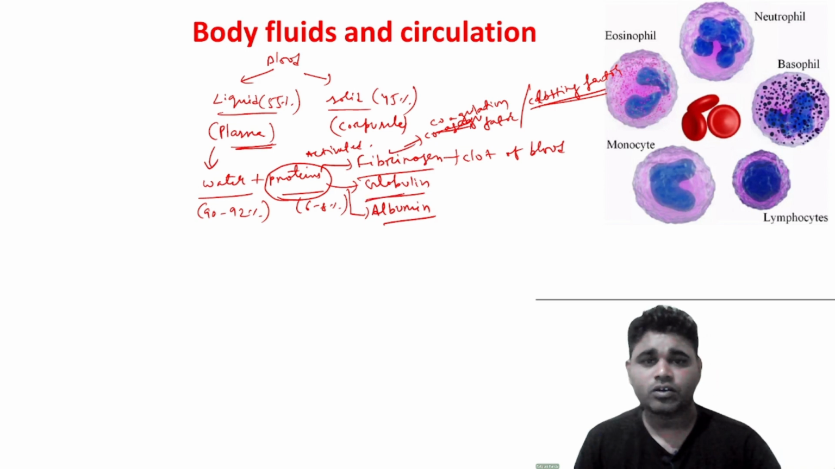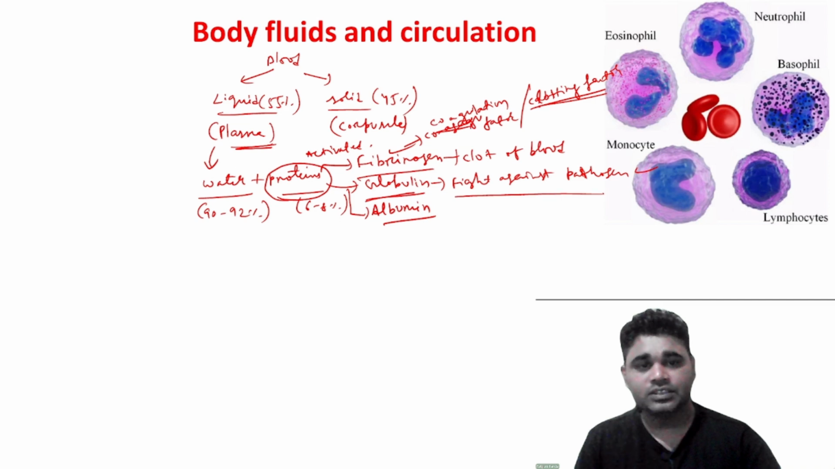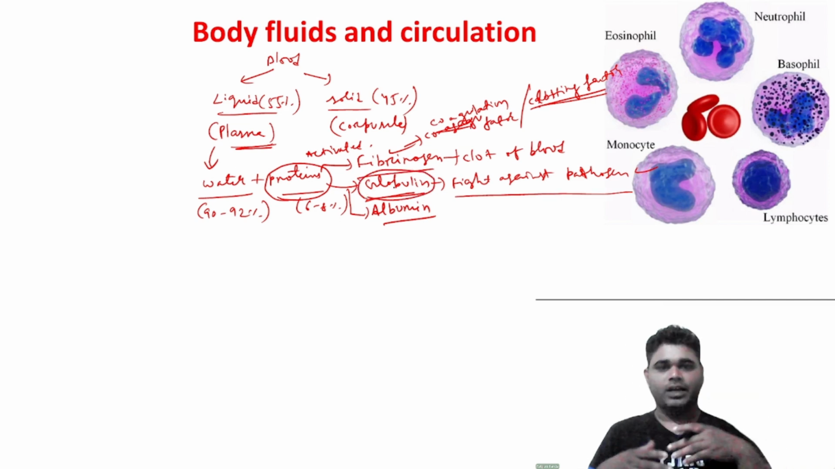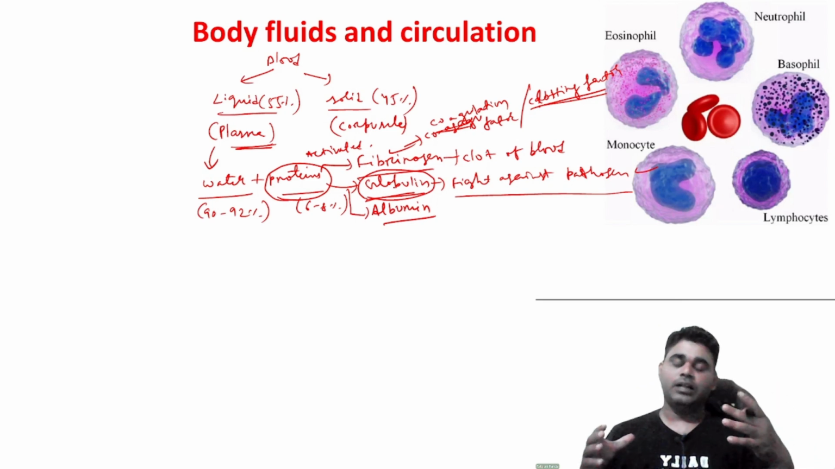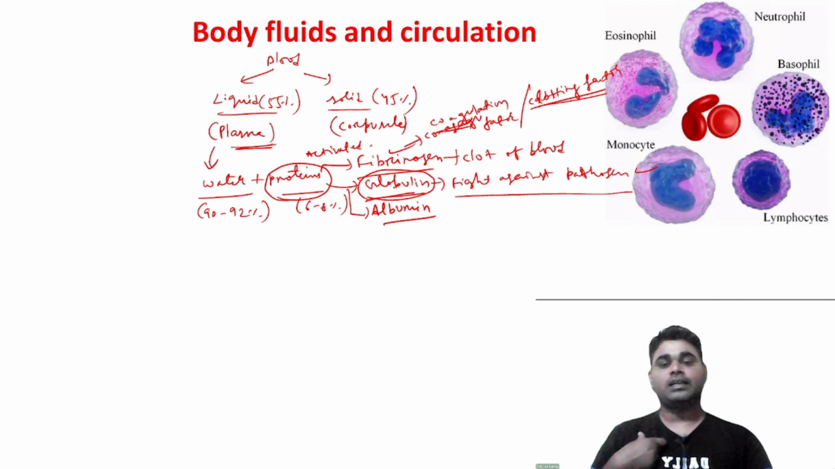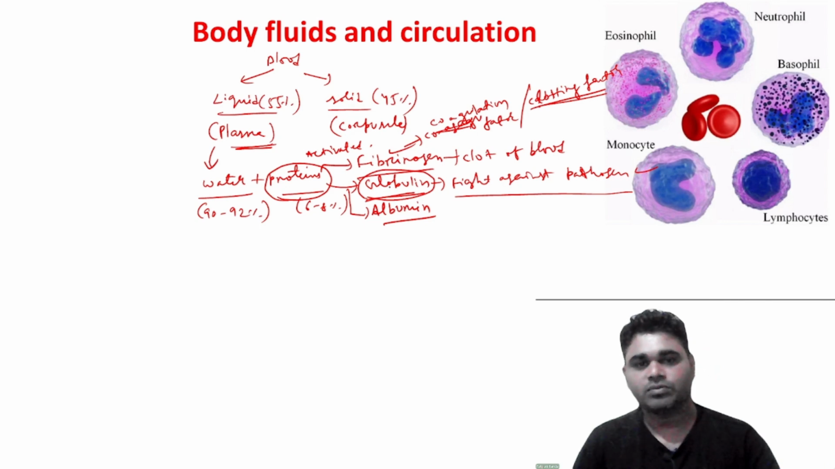Now come to the globulin. Globulin fights against pathogens. So this material, the globulin, is present in the blood or the plasma, which fights against the pathogen, or it helps in the defense mechanism inside our body. So that is the main function of the globulin.